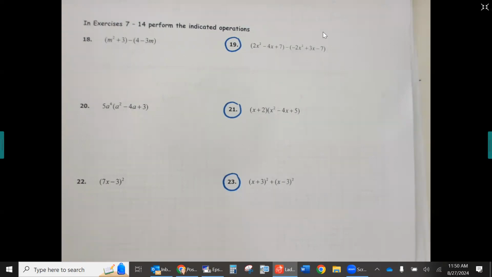And then for 21, I'd probably do box method since it's a 2 by 3, but you can also do the arrows if you like that.